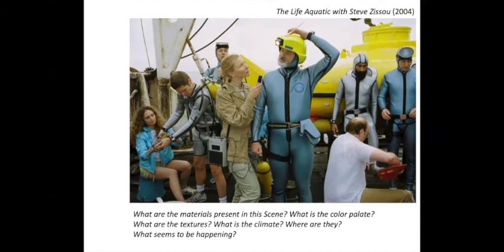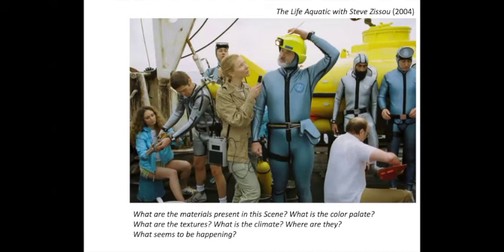What are the materials present in this scene? Neoprene, plastics, wood, nylon, etc. What is the color palette? The palette consists of cool yellows and blues. What are the textures? The textures are smooth, glossy, silky. What is the climate? The climate is overall cool, overcast, or wet. Where are they? They appear to be at a dock with seafaring materials and surroundings.